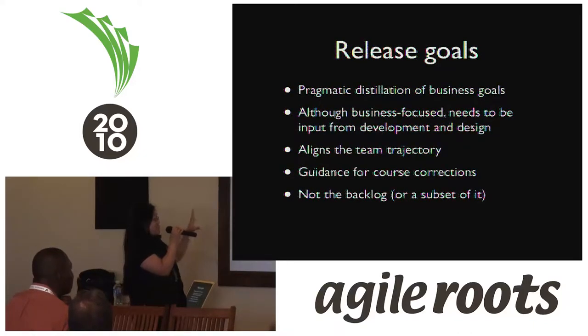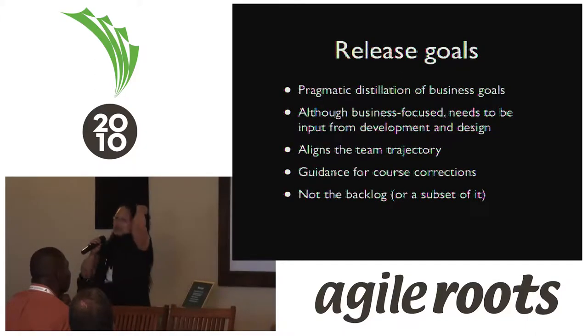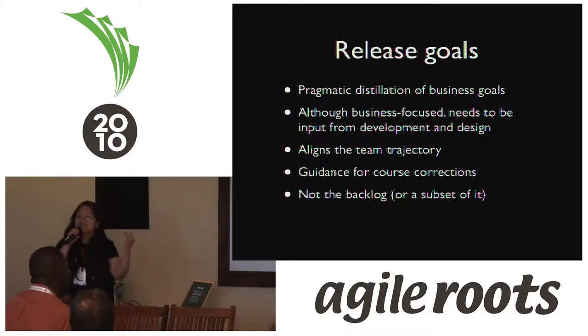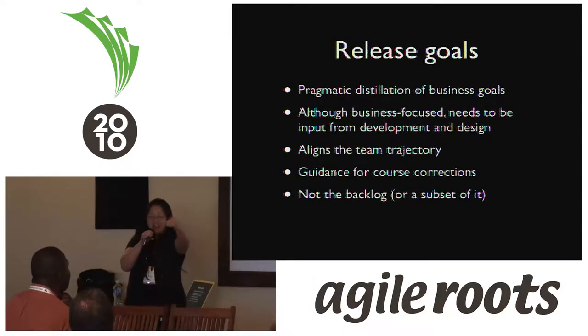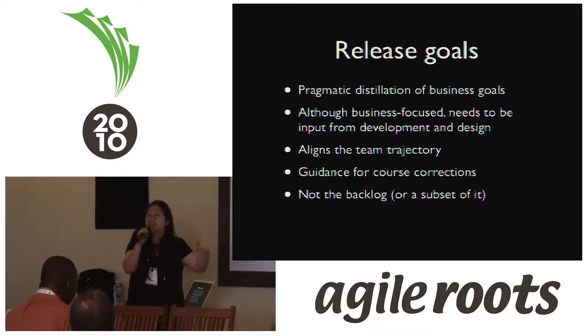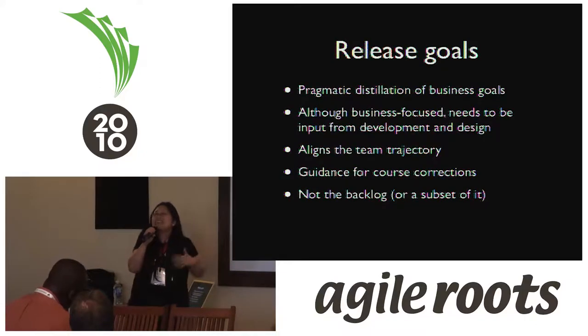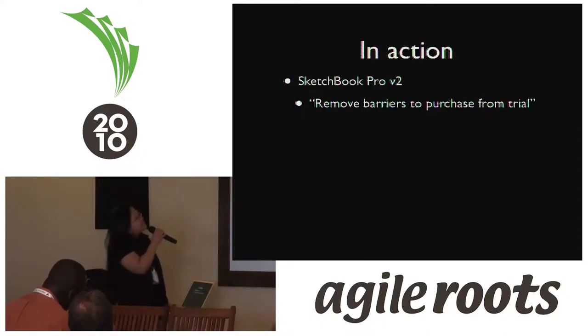And the big thing is it's not the backlog, okay? Sometimes when I talk to people, I say, well, okay, what was the release goal of the last thing that you put out? And they start listing all the items that they have in their backlog. Well, that's no good, because what a release goal is good for is to help you prioritize your backlog. So it can't be the backlog. It's got to be something higher level than that.